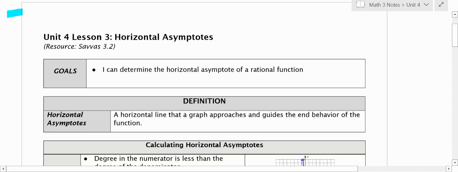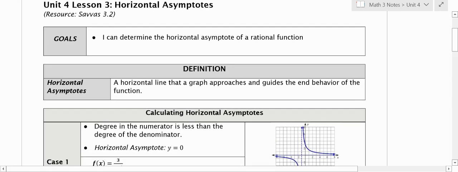This is the video for Unit 4, Lesson 3 on horizontal asymptotes. So the goal is going to be to determine a horizontal asymptote of a rational function. We've already seen how to find a vertical asymptote, how to find the x and y intercepts, and now the missing piece we kind of need to eventually draw our own graphs is going to be a horizontal asymptote.